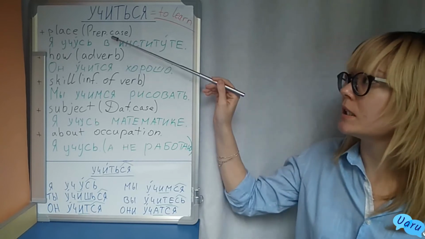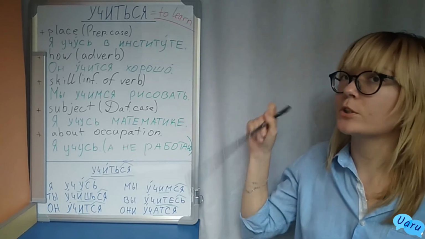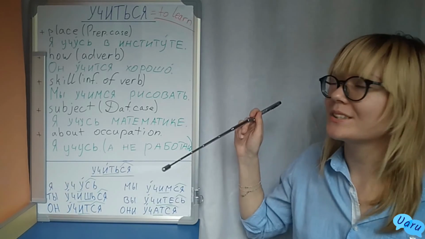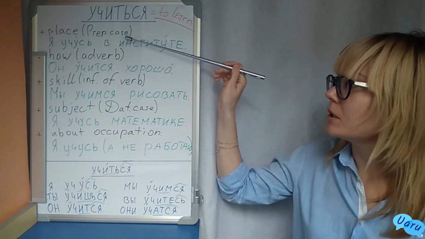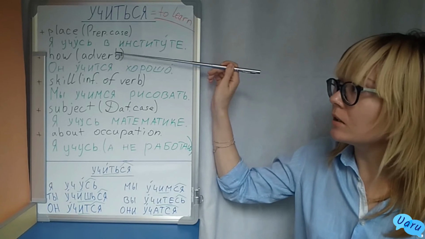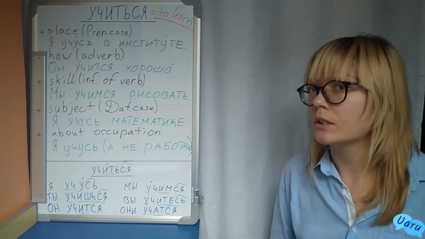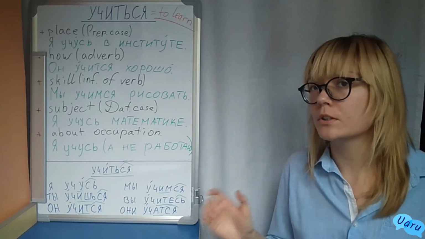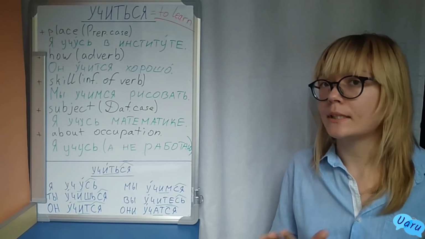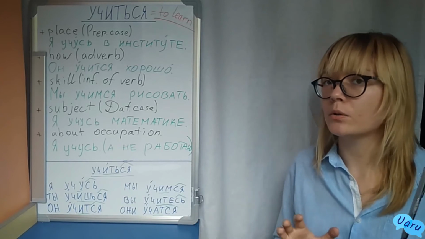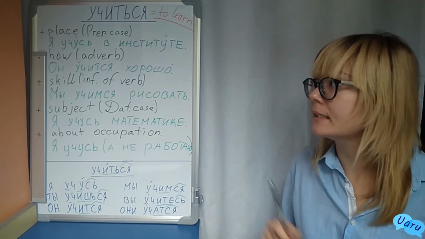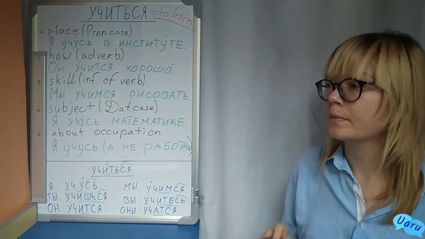The first situation is when you're talking about the place where you study, where you're learning something, and this place should be in prepositional case. Я учусь в институте. Он учится в школе. Here we don't name the subject. Here we're talking only about the place and use учиться.